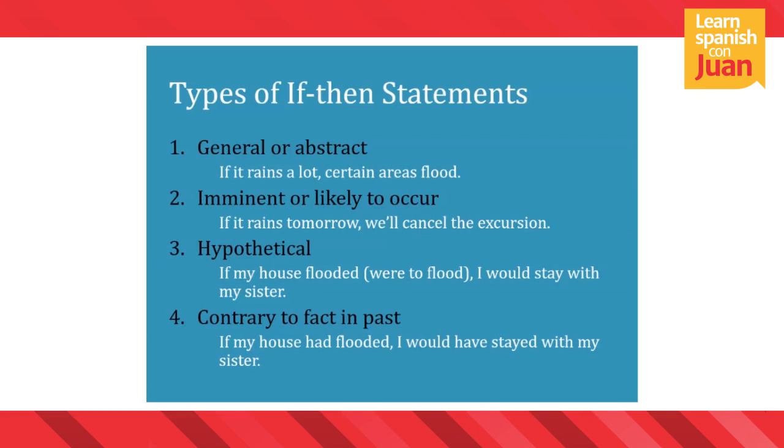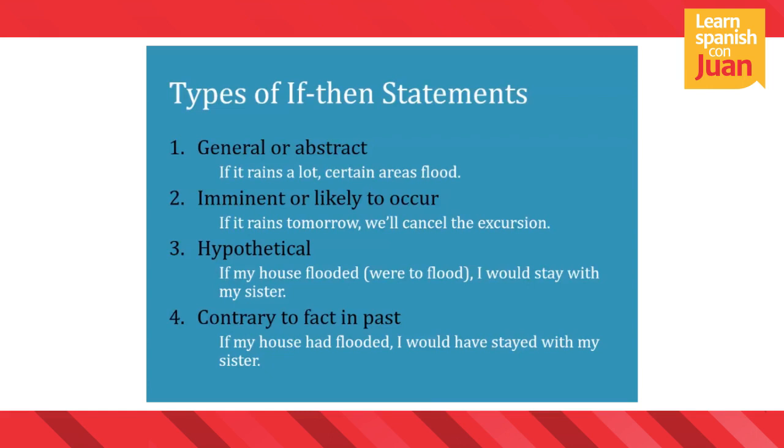Okay, now moving on to the next section of the lesson, I want to introduce the 4 main kinds of if clauses. These are those that express conditions that are first, general or abstract. So if you're just explaining things in the abstract, general conditions, universal truths, right? So if it rains a lot, certain areas flood. You can also have if statements that introduce conditions as imminent or likely to occur. Think of like at least a 50-50 chance, right? If it rains tomorrow, we'll cancel the excursion.